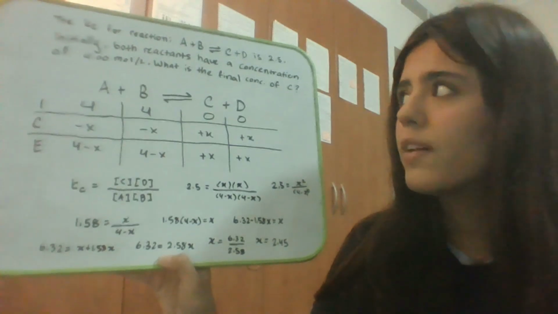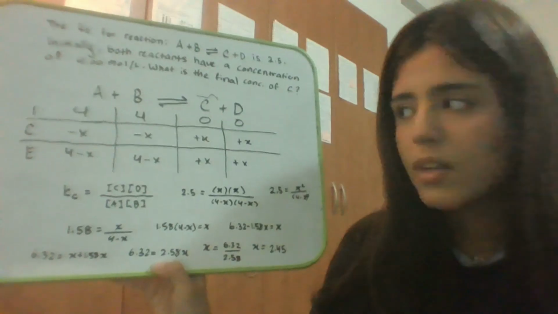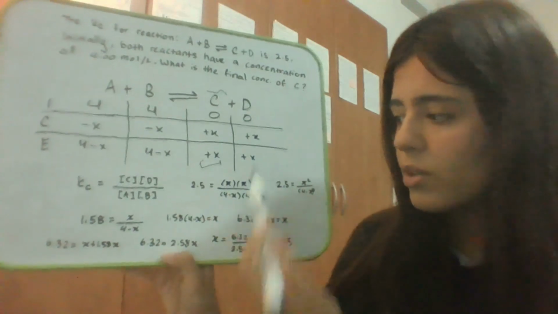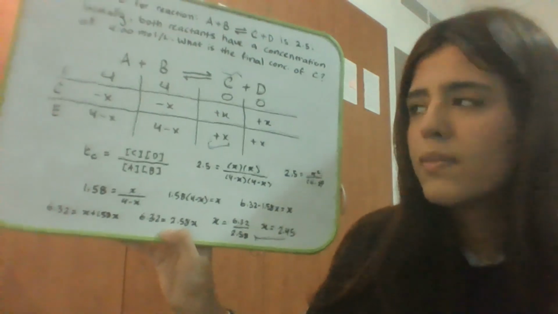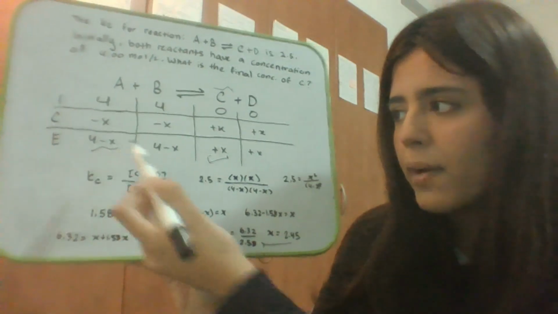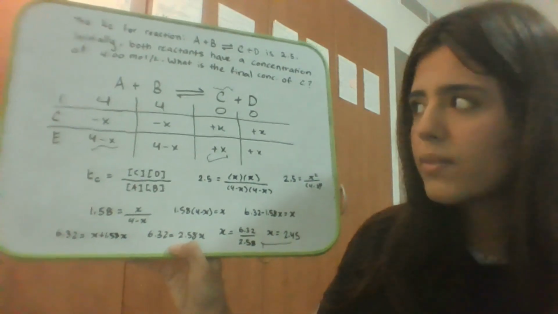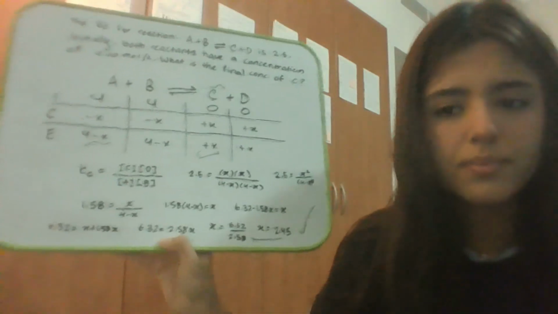And it's asking us to find the concentration of product C at equilibrium, and that is just x, so we directly have found the concentration of C at equilibrium. If they said to find the concentration of A at equilibrium, we would do 4 minus the x value, which is 2.45, but they're asking for C, so this is going to be our answer.